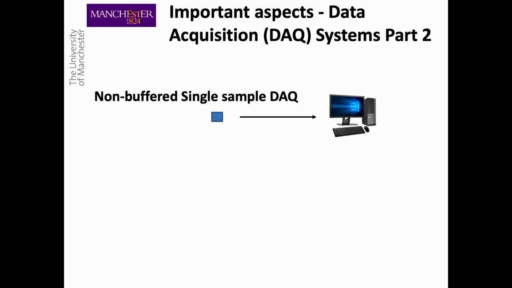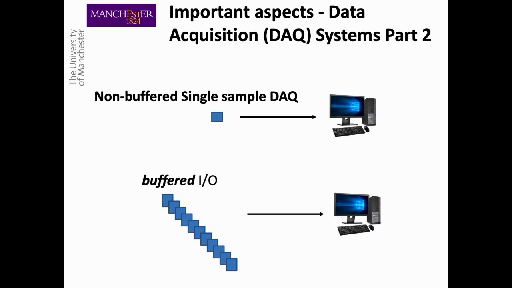So one of the ways of capturing high-frequency signals, when you want to do high-speed data acquisition and you don't have a really high-performance PC, is to do something called buffered input-output. What I'm going to do now is store a load of values here in a buffer, and then periodically send them all over to the computer while I carry on making my measurements. And the system can cope with that, but it can't cope with sending them all over the bus really, really quickly.